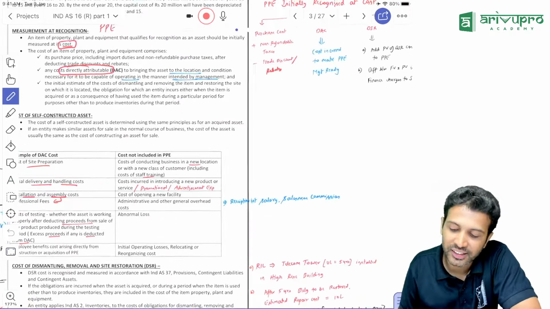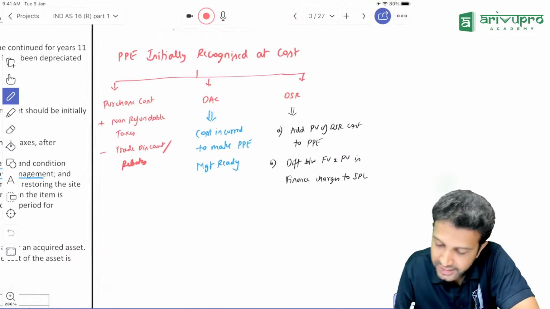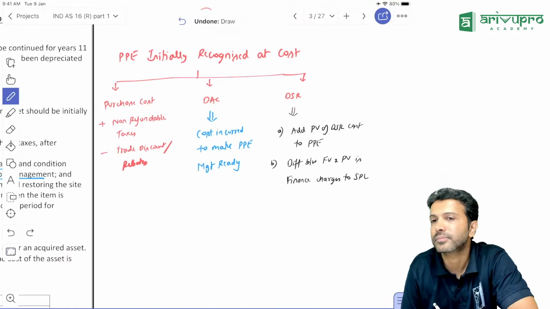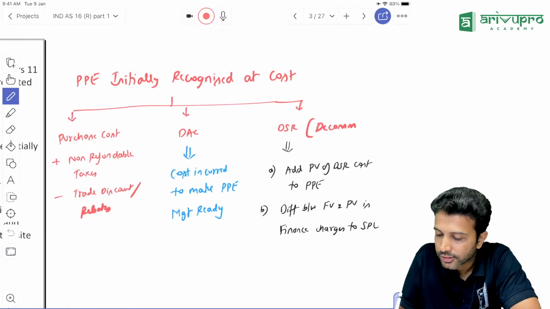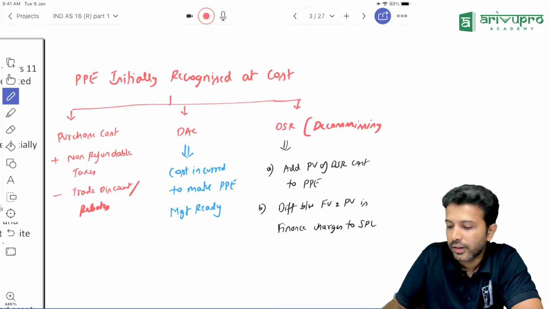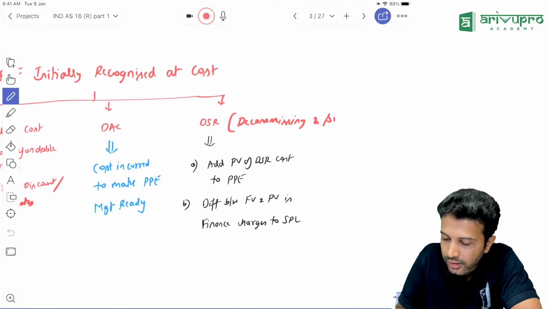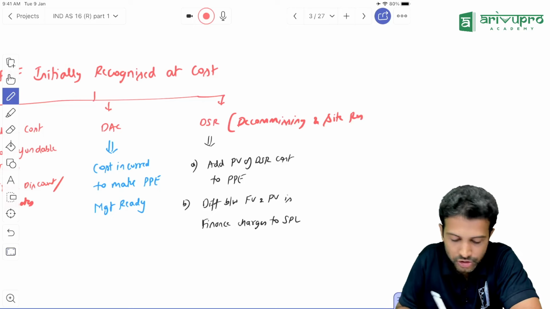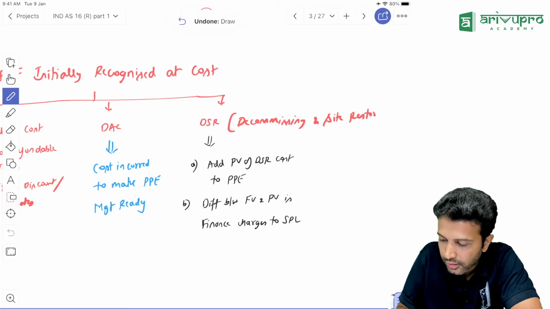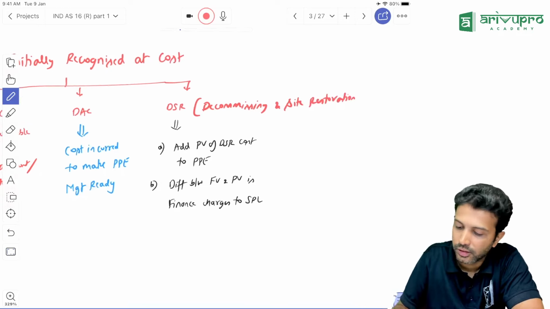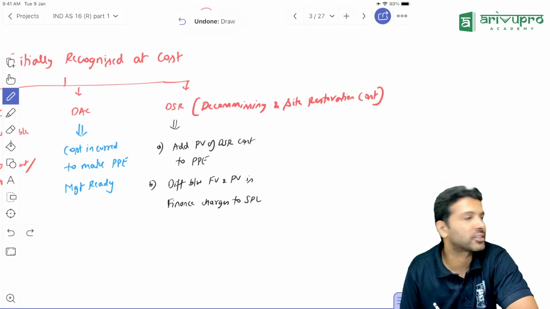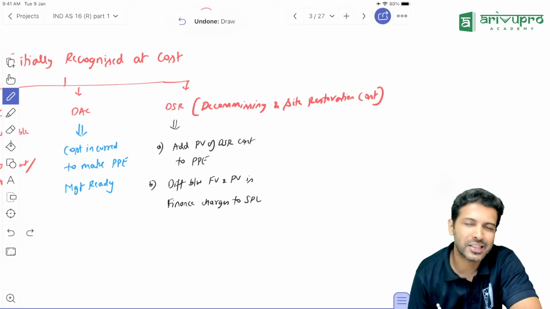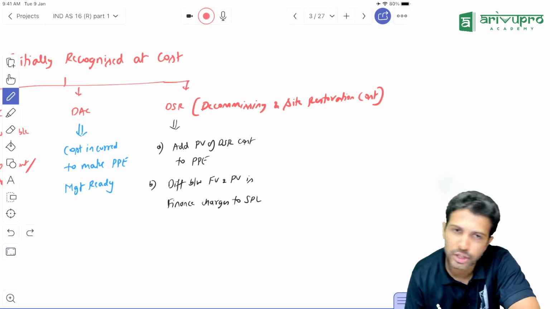Okay, can I go to the third section? Third one is DSR. DSR as in decommissioning and site restoration cost. Or for class purpose, we'll simply call it DSR. DSR cost. Full form is decommissioning and site restoration cost.